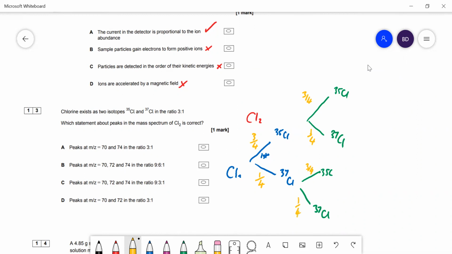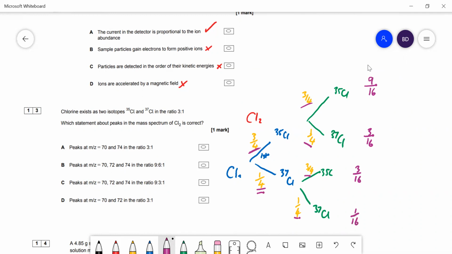Now, what's the probability of having two 35s as you do that? Well, it's 3/4 times 3/4, which is 9/16. This one is going to be 3/4 times 1/4, so a 35 and a 37, that's 3/16. This one is going to be 1/4 times 3/4, that's 3/16. This one is going to be 1/4 times 1/4, that's 1/16.